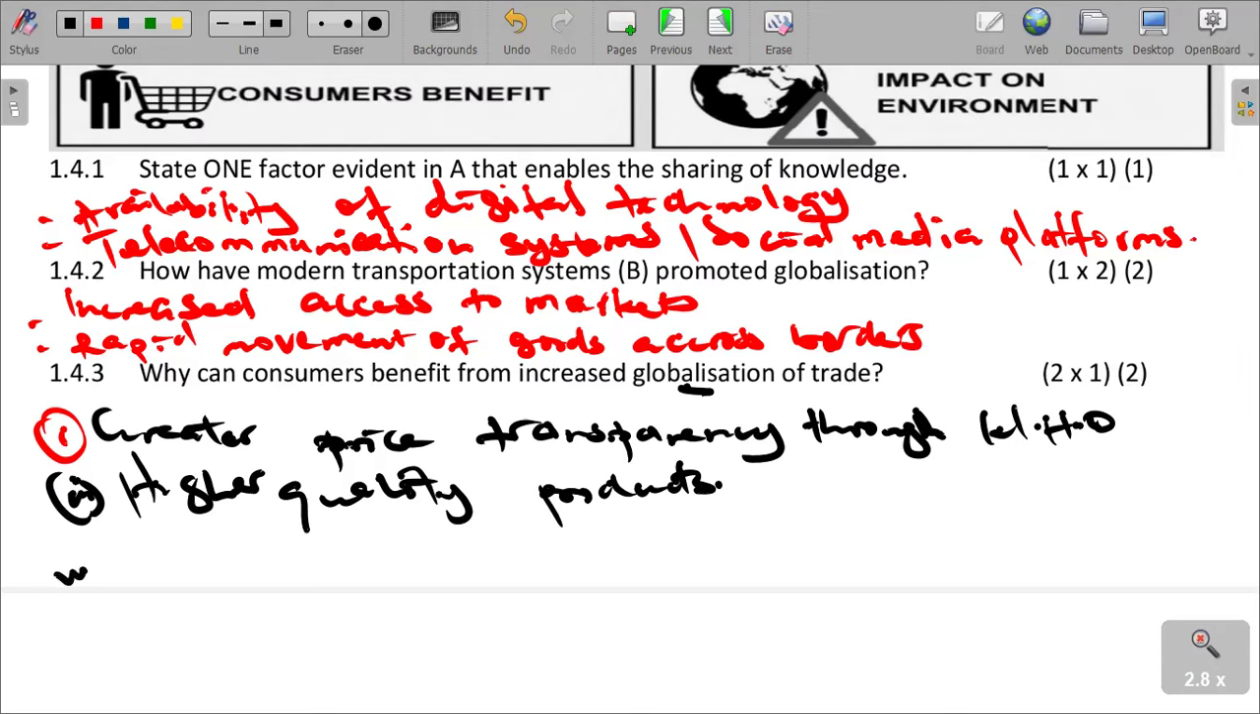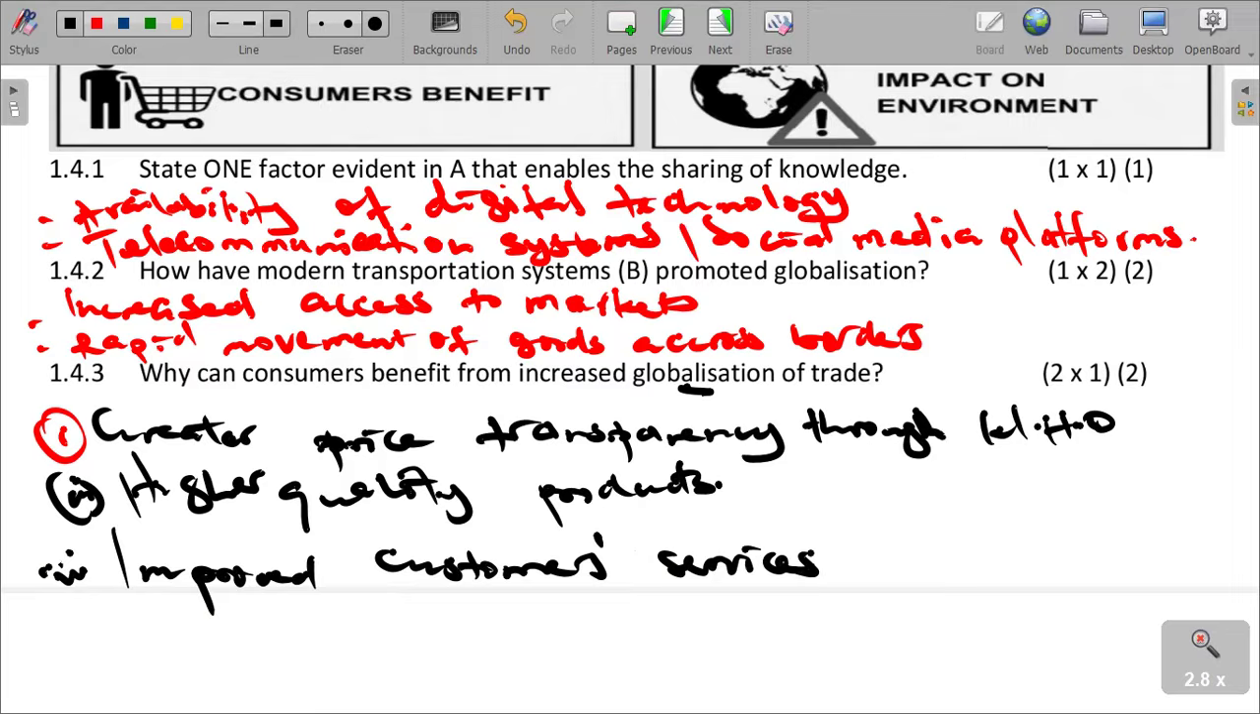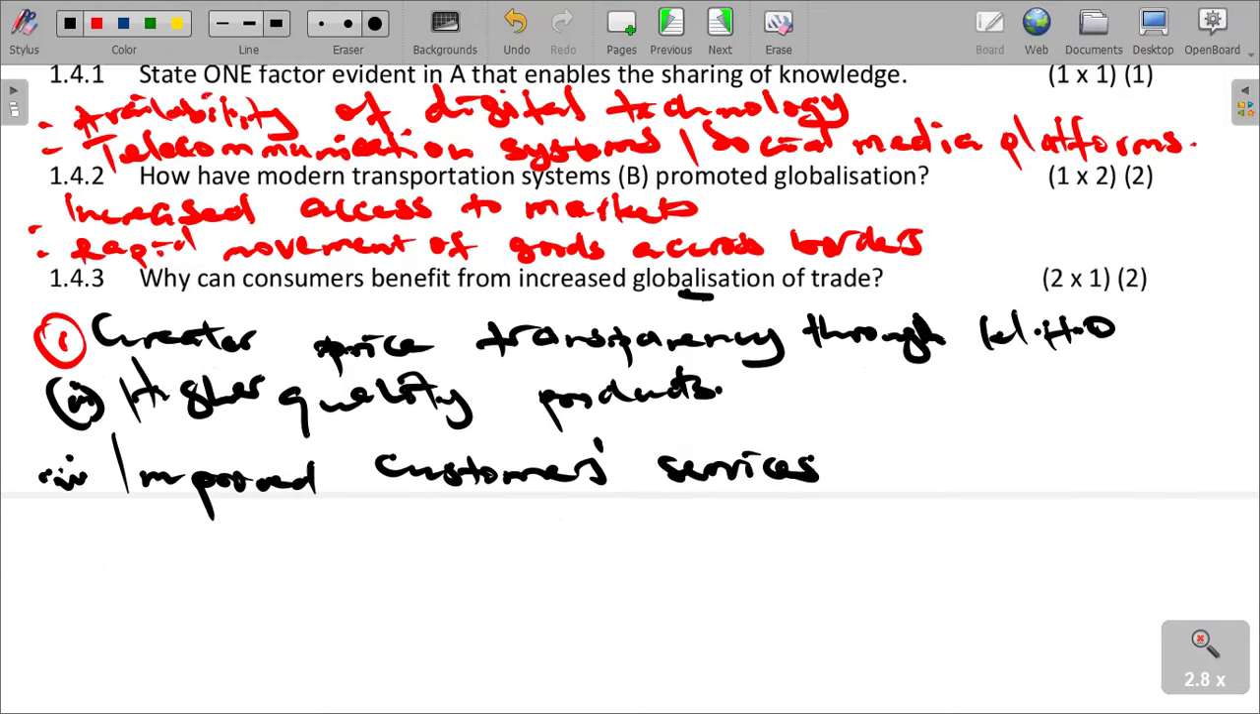We can also talk about improved customer service because of efficiency in telecommunication. These are improved because of the improvements put in place as a result of globalization. And then we also talk about access to latest goods and services. Customers have access to the latest goods and services everywhere in the world.